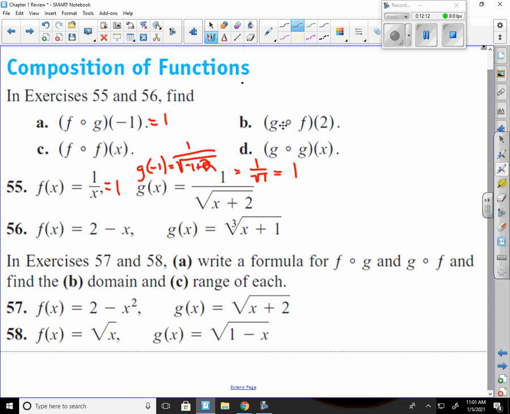Part B, g of f of 2 means I start by plugging a 2 in for the x here. So that starts as 1/2. Whatever I get there, I plug into the g function. So that's 1 over square root of 1/2 plus 2. 1 over square root of 2.5.